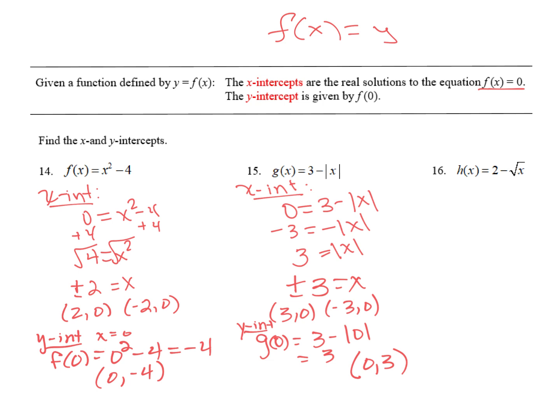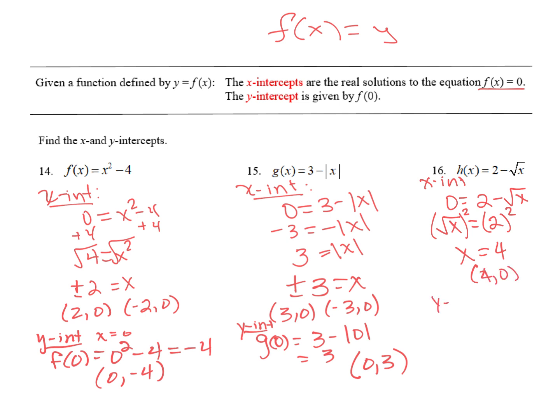Okay, one more. To get the x-intercept I'm going to do 0 equals 2 minus the square root of x. I'm going to do this a little bit differently. I'm going to move the square root of x to the left, make it positive, and then to get rid of the square root, we're going to square both sides. So x equals 4. So my x-intercept is (4, 0).